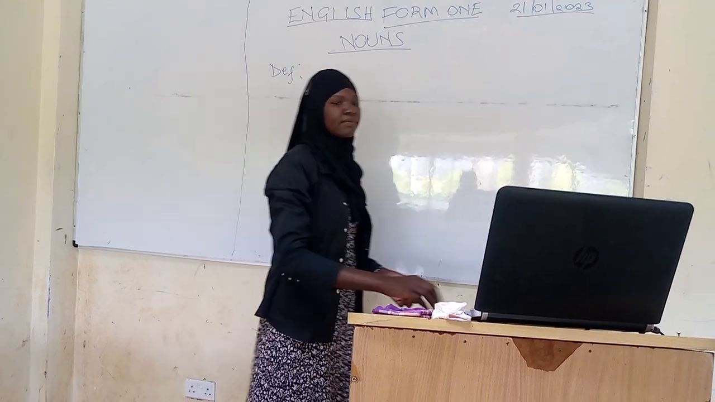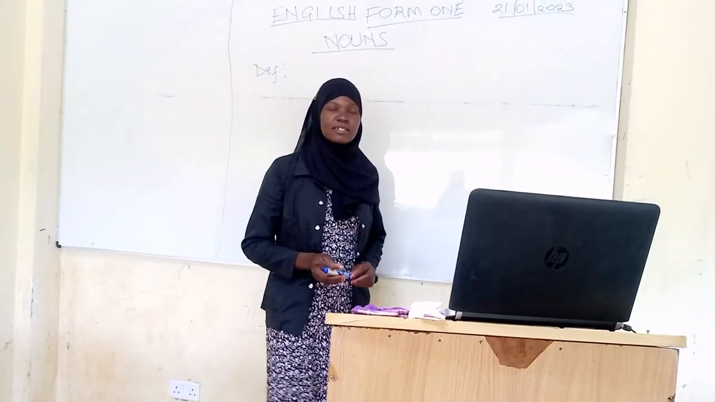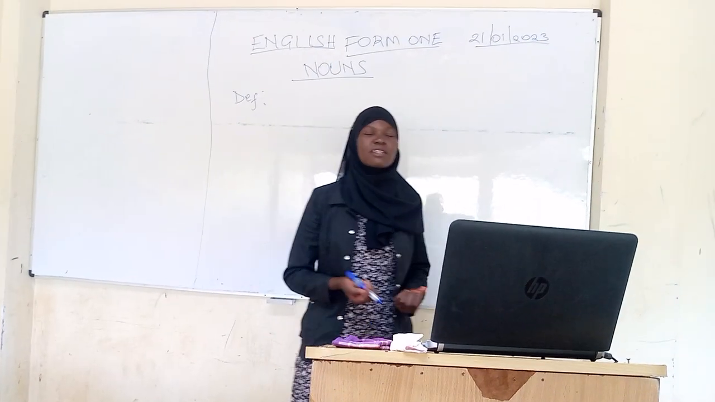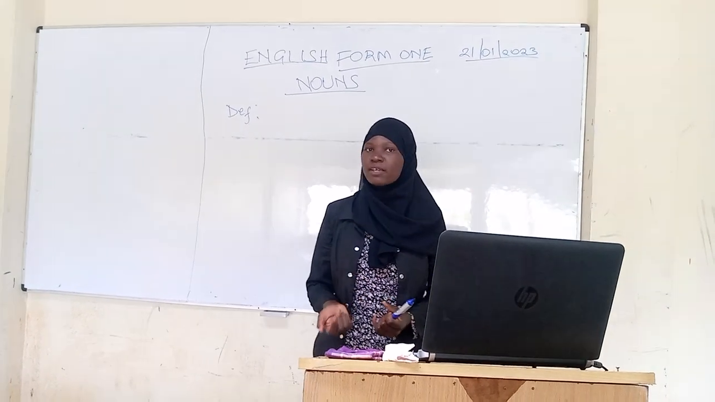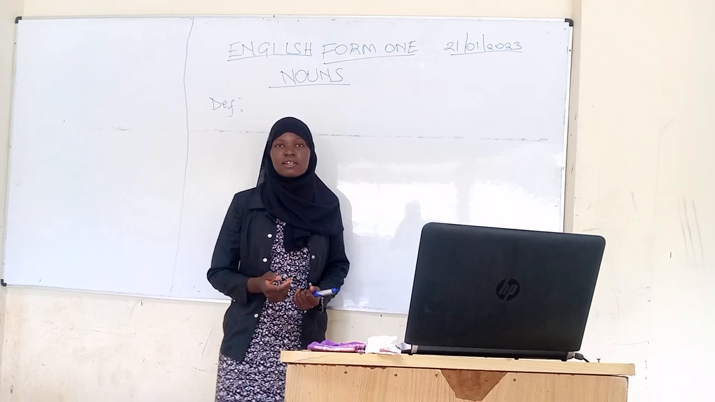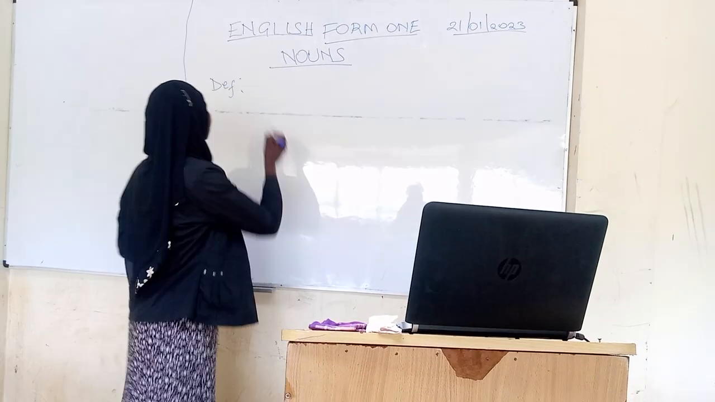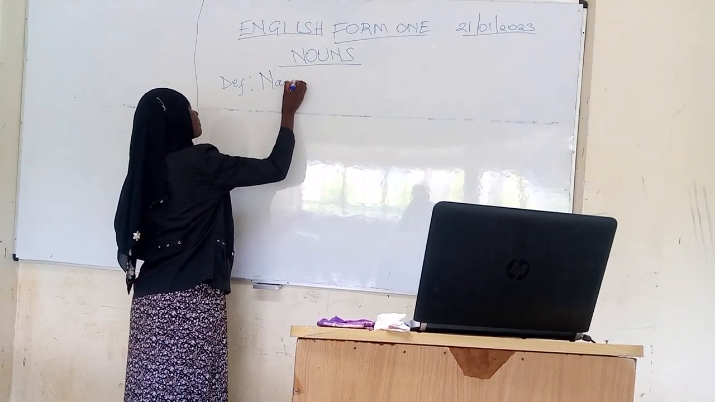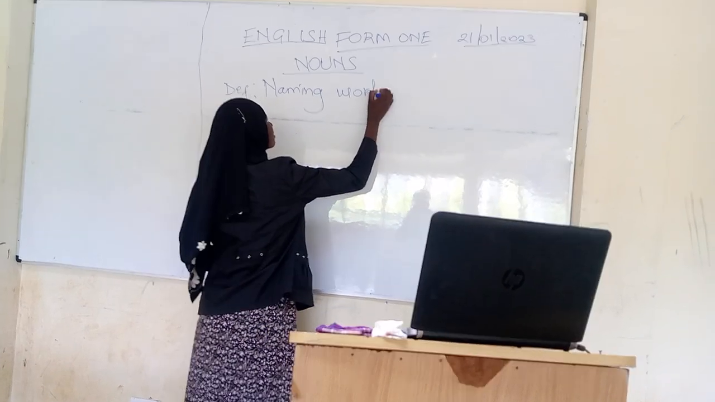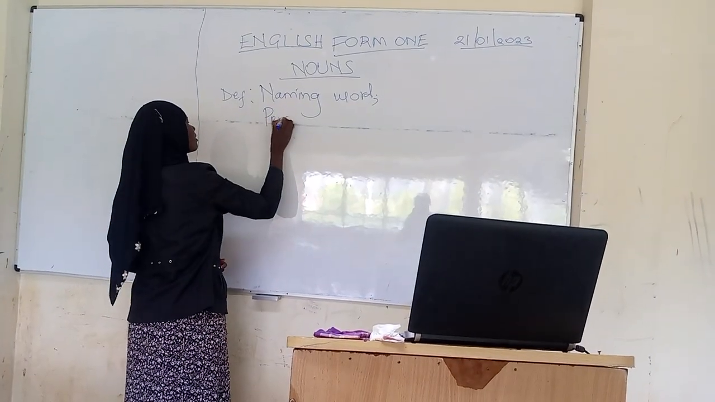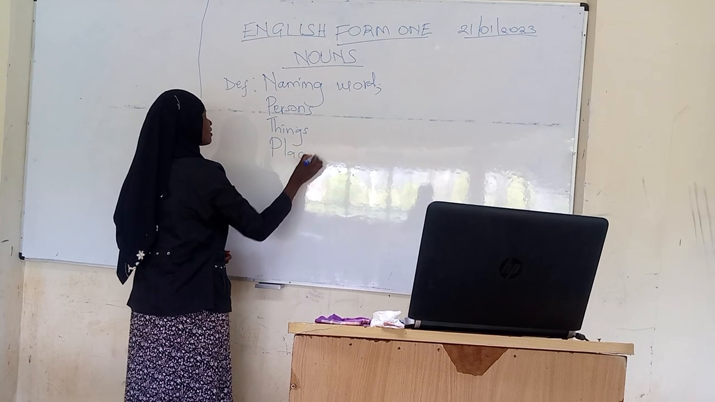Definition of noun. A noun, in simpler terms, is a living word. But another definition, apart from just knowing it as a living word, you can say it's a part of speech that is used to name places, name persons, name things, or name ideas. So let's look at how these nouns are used to name persons. It is a naming word. Mostly it is used to name persons. We have names, places, and ideas.